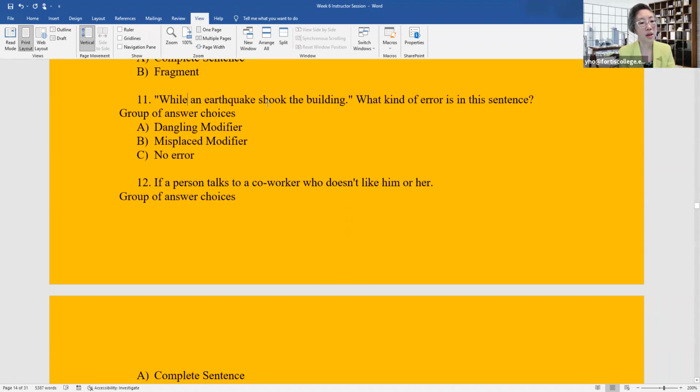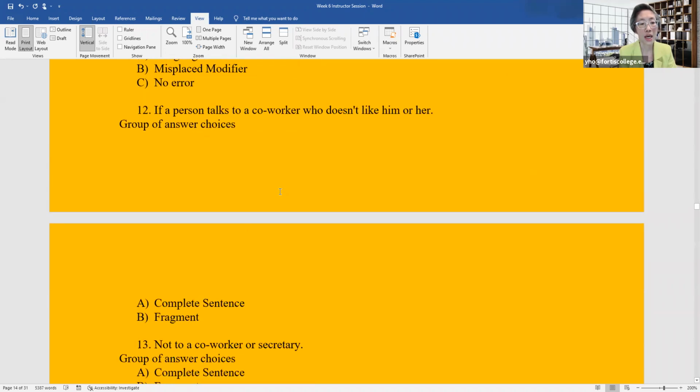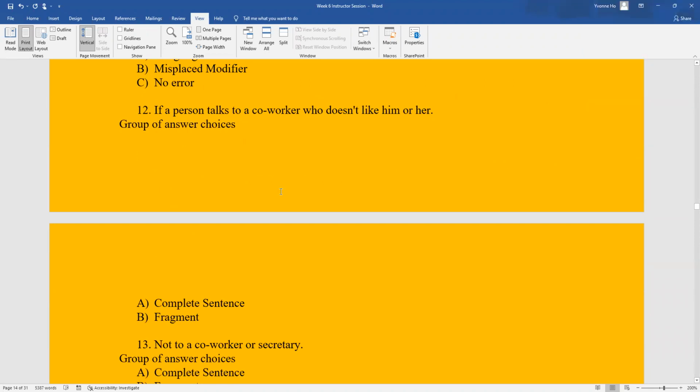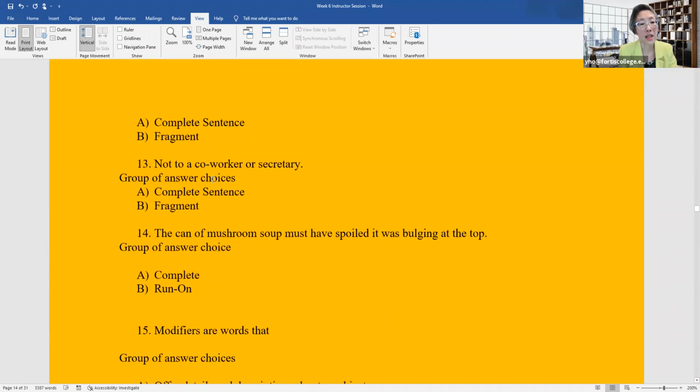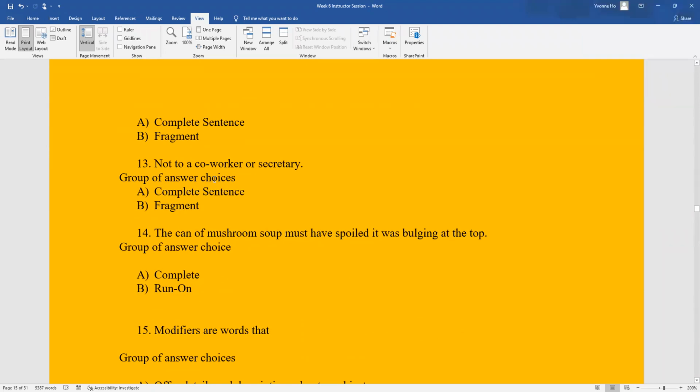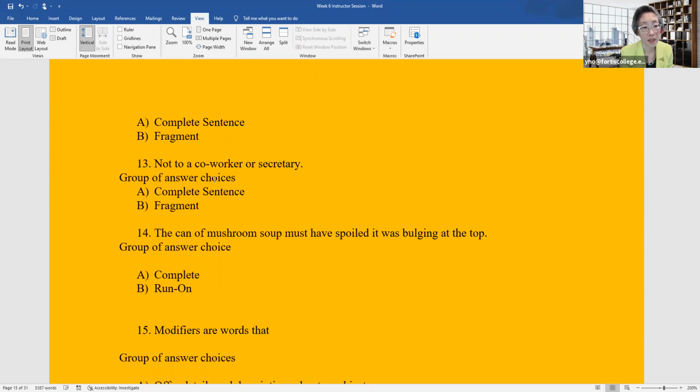Okay, so here, if a person talks to a coworker who doesn't like him or her, is that a complete sentence or a fragment? A fragment. Fragment, because that doesn't express a complete thought. Not to a coworker or a secretary. Is that a complete sentence or a fragment? Fragment.